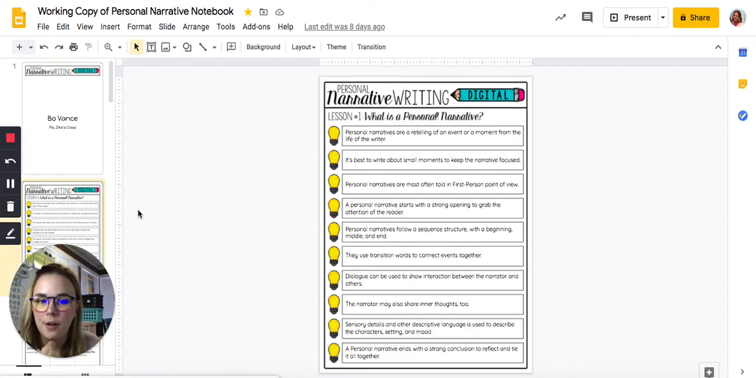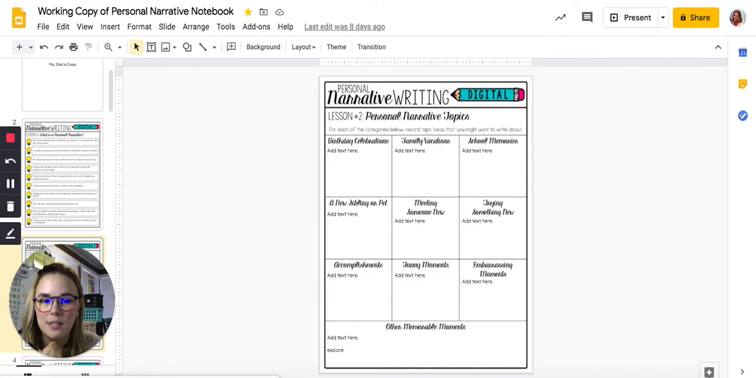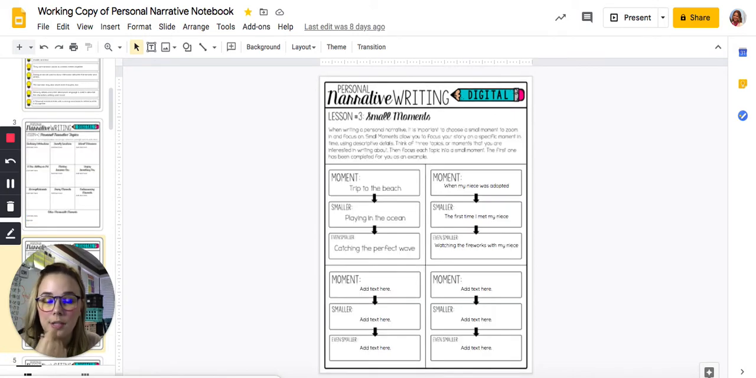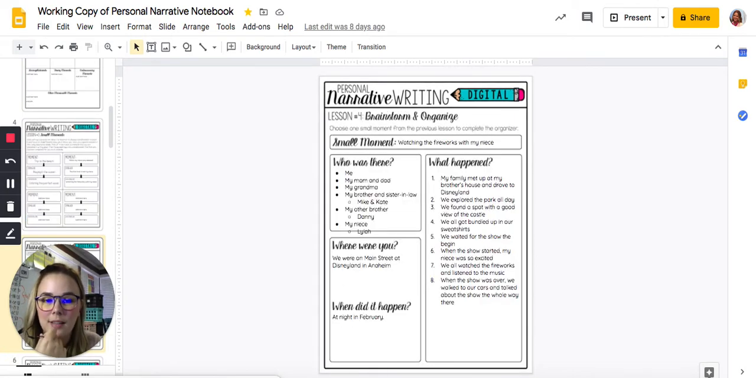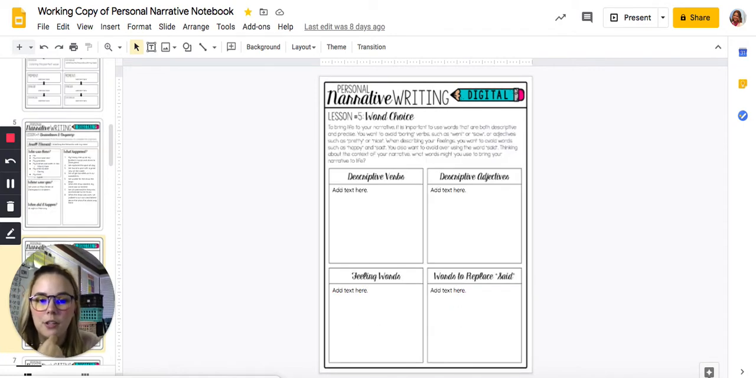As you know, lesson 1 we already did. Lesson 2 we've already done, personal narrative topics. We've already done small moments. And last week we looked at brainstorm and organize. So this week we're going to look at lesson 5, and we're also going to look at lesson 6, but we'll start with lesson 5.